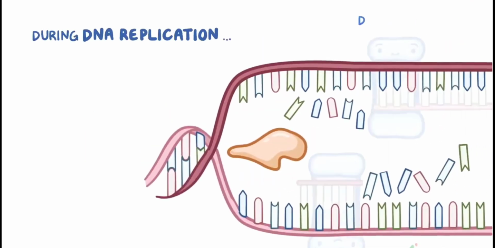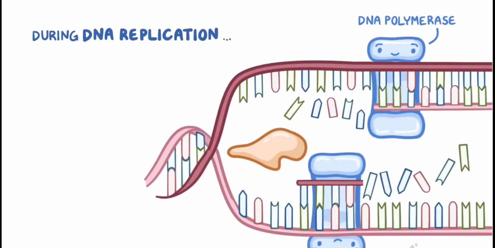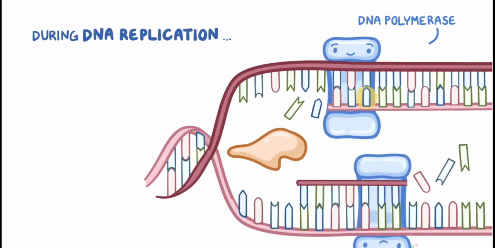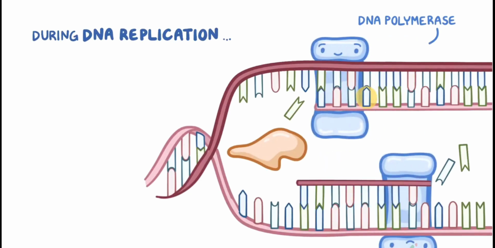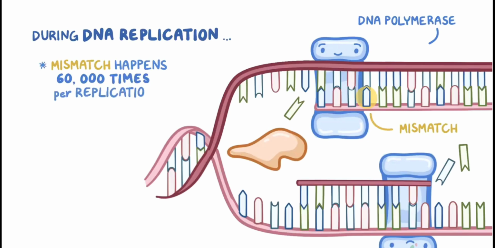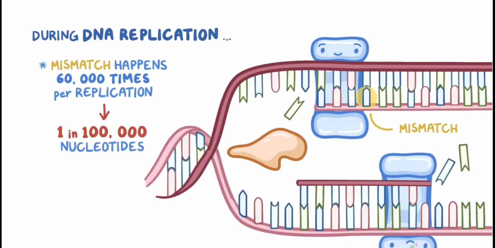During replication, DNA polymerase can sometimes put in the wrong nucleotide, like pairing adenine up with a cytosine instead of a thymine. This is called a mismatch, and it happens about 60,000 times per replication, so 1 out of every 100,000 nucleotides.